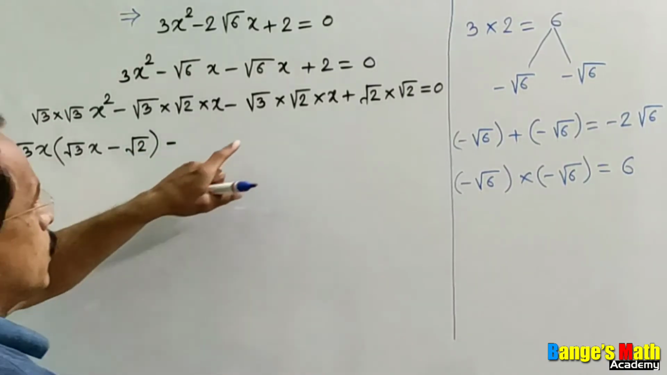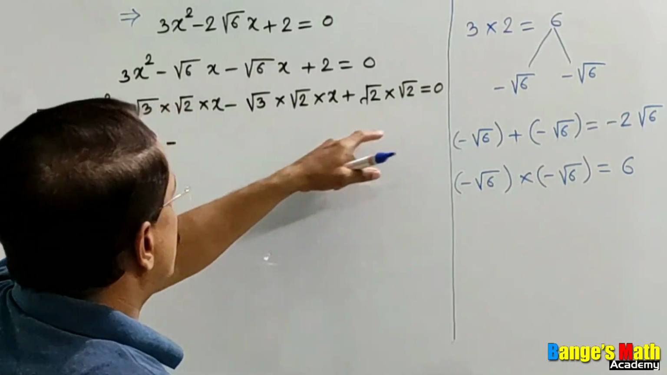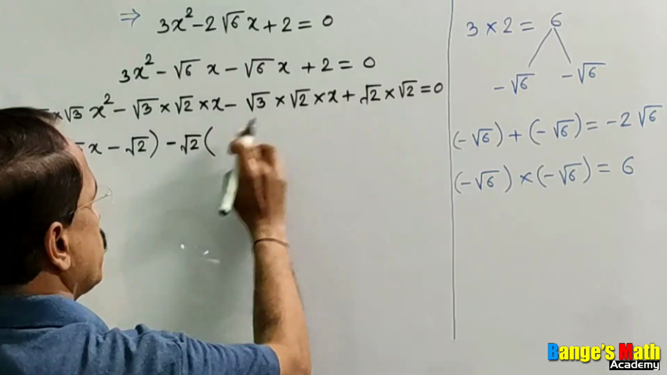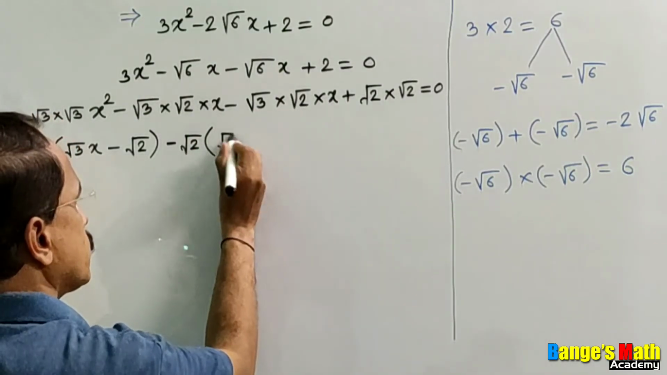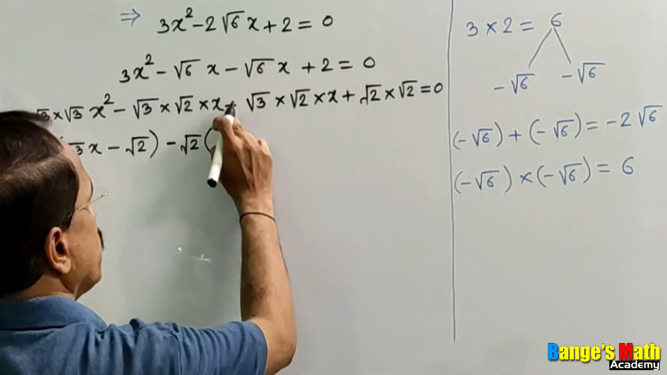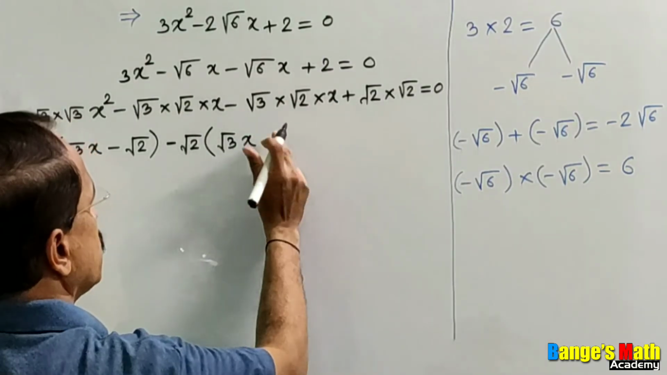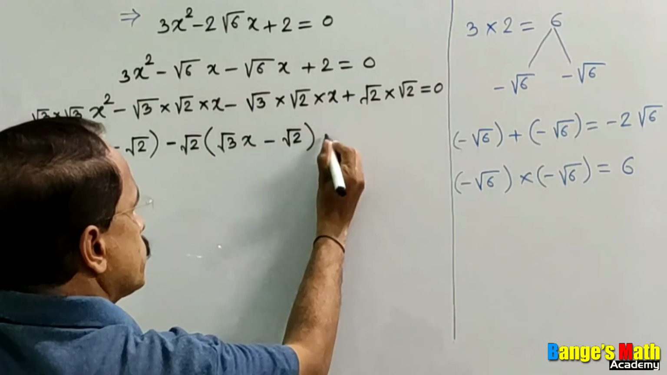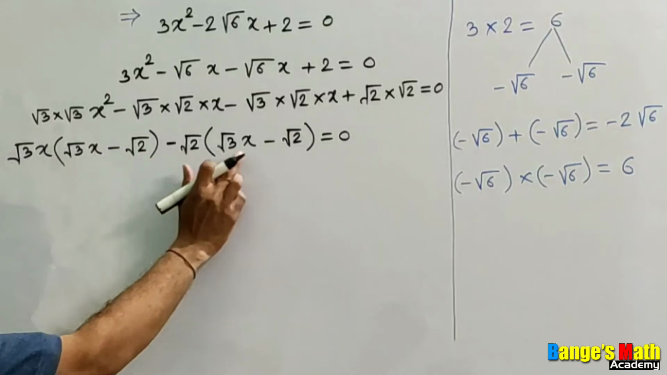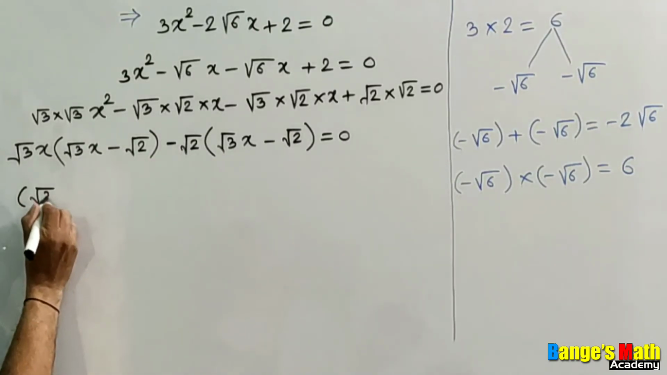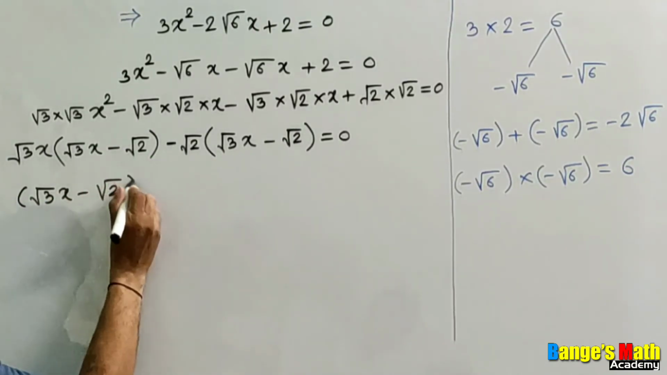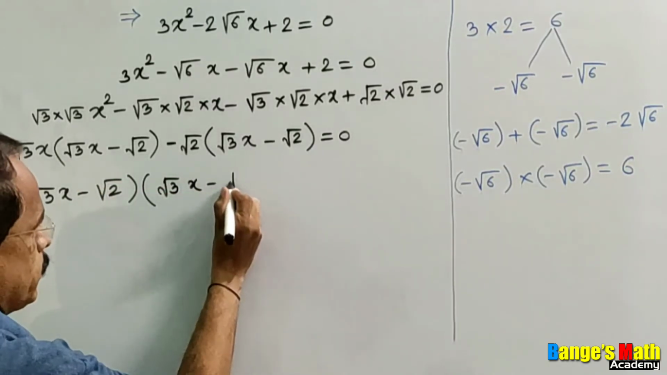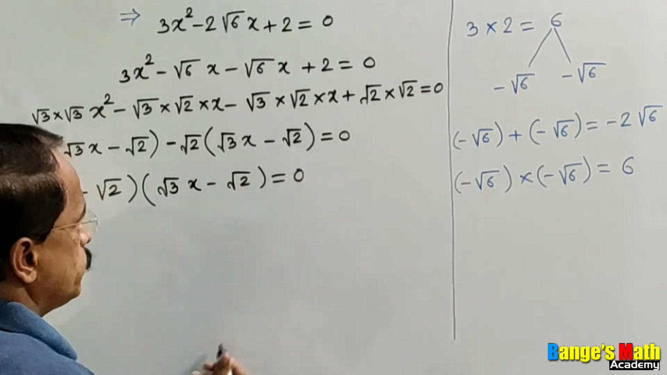Minus. From these two terms we can take root 2 as a common factor. Divide this term by root 2, we get root 3x minus. Then divide this term by root 2, we get root 2 is equal to 0. For these two brackets, root 3x minus root 2 into root 3x minus root 2 is equal to 0.